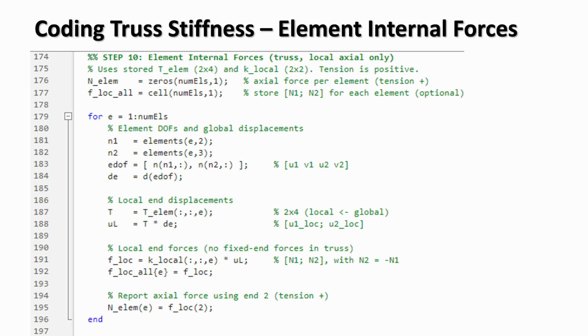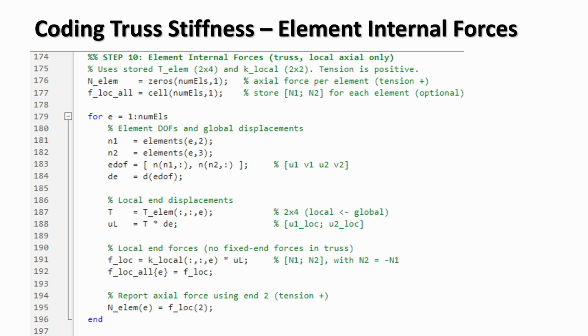We extract the element nodal displacements, and using the global displacement vector D, we assemble the element displacement vector DE. We transform the displacements into local coordinates, and we use the transformation matrix T to rotate those global displacements into the local system, giving UL. This represents the axial displacements at the two ends of the element. We can then compute the internal forces.